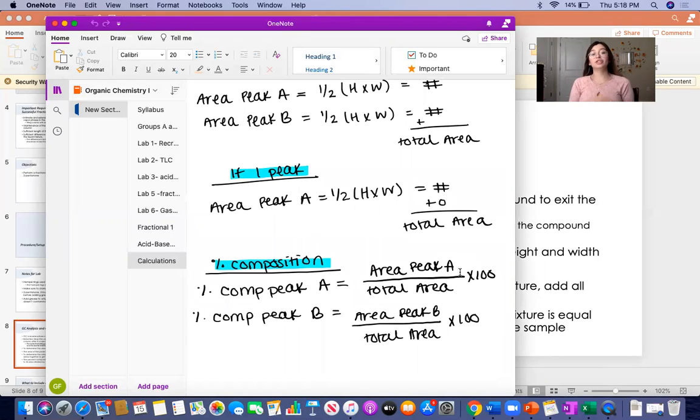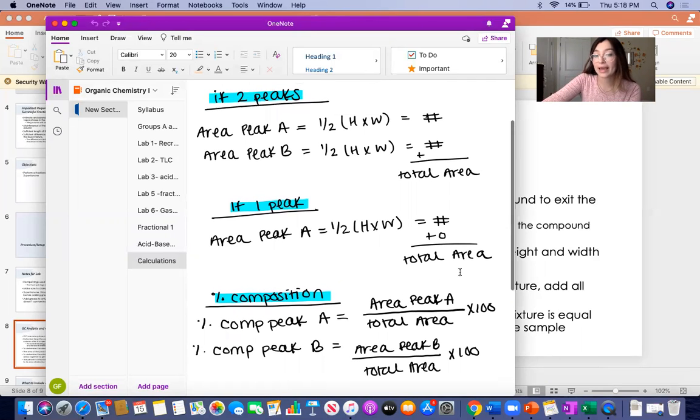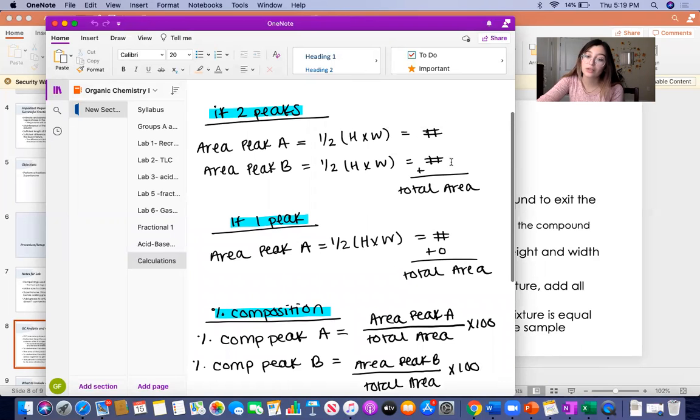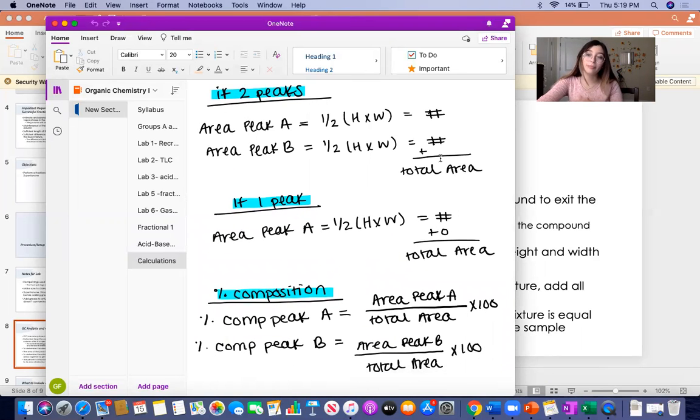So for percent composition, your percent composition for peak A would be your area for peak A, which is what you calculate right here, this value, over your total area. So peak A plus peak B, and then you will multiply it times 100. Your percent composition for peak B is your area of peak B, this value, over your total area, peak A and peak B, times 100. If you only have one peak, then you only have to calculate the percent composition for that one peak. So it would be area for peak A, and then your total area. So you would have the same value on top and the bottom, and you multiply it times 100.